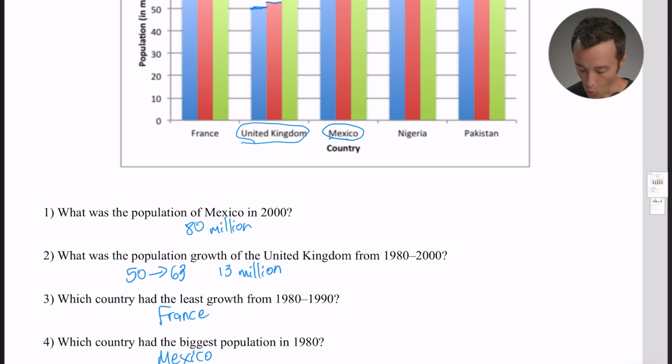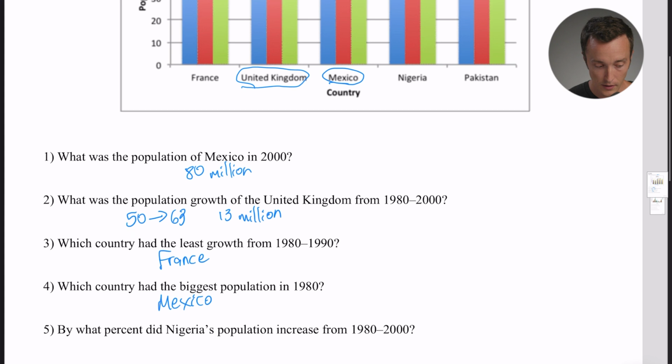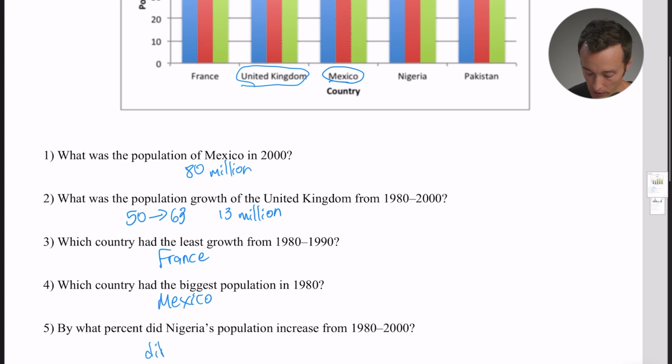Then they could get really fancy with a question like number 5. It says, by what percent did Nigeria's population increase from 1980 to 2000? Oh boy. Well, if you watched our last video, which was just a kind of catch-all introduction to percentages, the way we calculate a percent increase or decrease is like this. You take the difference between the two numbers, you divide it by the original, whatever the original number was, and then you multiply that by 100 to get it to come out as a percentage. So let's see if we can do this.